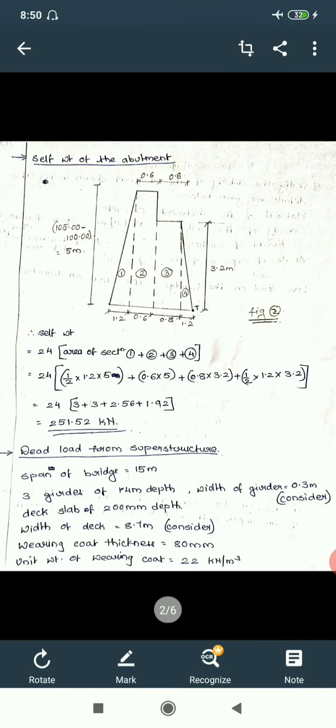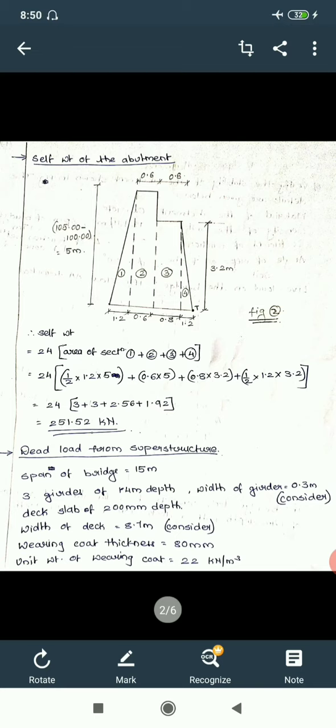We got this 5 meters with the details that are given in the problem itself, that is, top level is 105.00 meters and the bottom level is 100. So 105 minus 100 gives you 5 meters. I have shown the calculation in the diagram. Similarly, we have got height 3.2 from the previous diagram. So it is 103.2 minus 100.